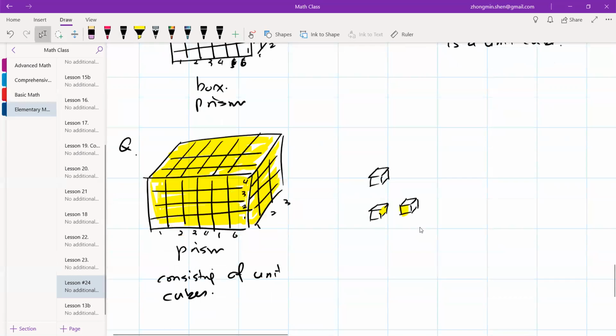My question is, how many unique cubes are without color? Without the yellow color.